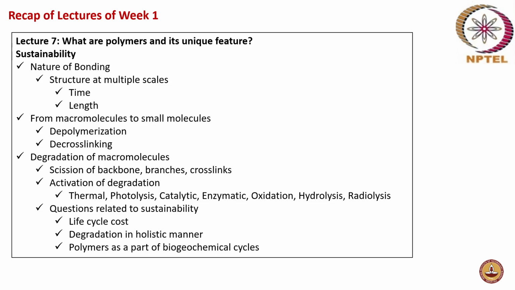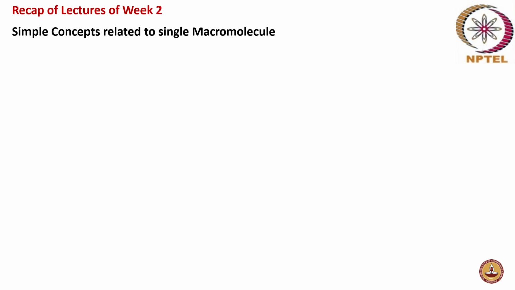So how can we depolymerize? What are the thought processes on decross linking? So that we can make these polymers biodegradable so they can be degraded. And degradation of macromolecules like scission of backbones, branches, cross links. Activated degradation processes, right? And then questions related to sustainability like life cycle cost and degradation in a holistic manner. So these were all discussed.